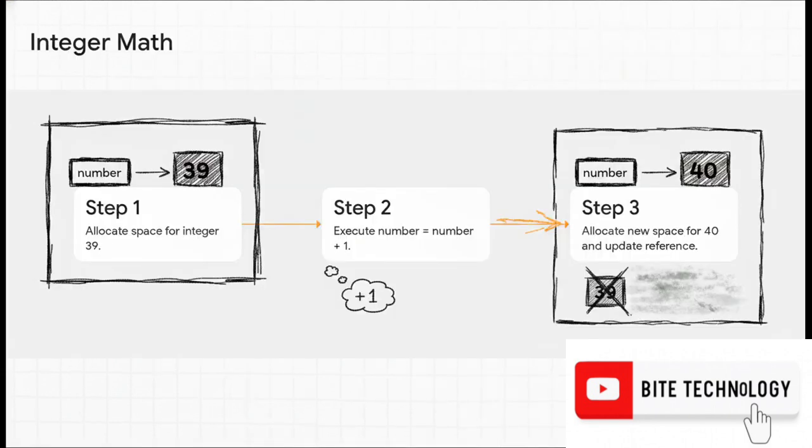The crucial part is how this behaves with basic math. Let's look at this integer example. Step 1. We create a variable called number and set it to 39. Space is allocated in the heap for 39. Step 2. We execute number equals number plus 1. Now, because integers are immutable, Python doesn't just turn the 39 into a 40. Instead, for step 3, it creates a brand new box in the heap for the integer 40 and updates your variable with the new address, meaning Python literally just leaves the 39 abandoned on the warehouse floor.